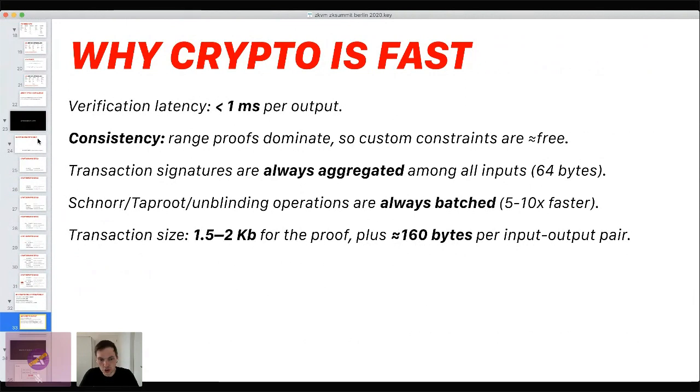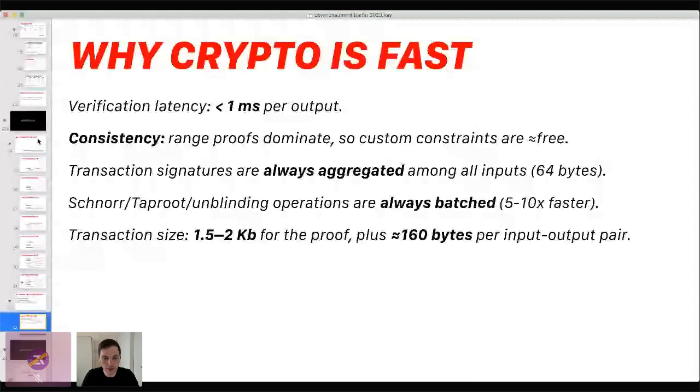Also, the transaction signatures are always aggregated, so you don't have a linear number of signatures. It's just a single Schnorr signature for the whole transaction. Again, as I said, we have batching, and the transaction size is pretty compact. So we have roughly 1.5 kilobytes for the zero knowledge proof, which scales logarithmically. So even if you have a giant transaction, it will be probably less than 2 kilobytes.